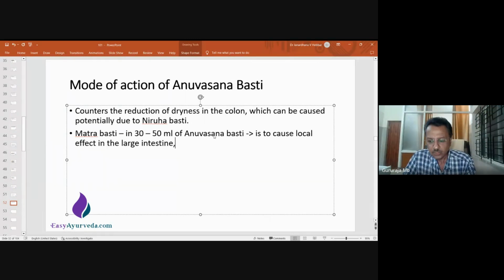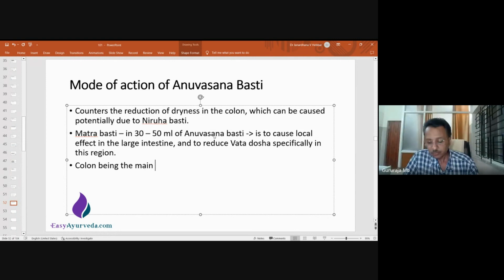The intention is not to cover the entire area of the colon. It's only locally in the large intestine to some extent, which gives clear lubrication and brings down the Vata. When Vata is centrally controlled and brought down, automatically it has a profound effect to cover the rest. Because whenever we give Matra Basti, before that we are not going to evaluate whether his colon contains anything other than that.